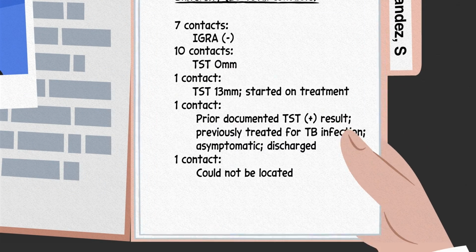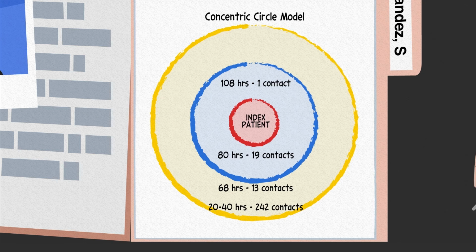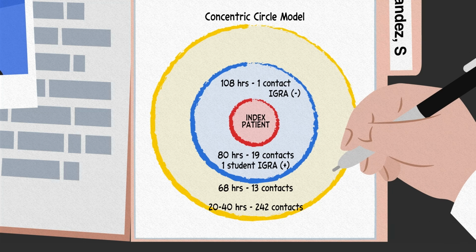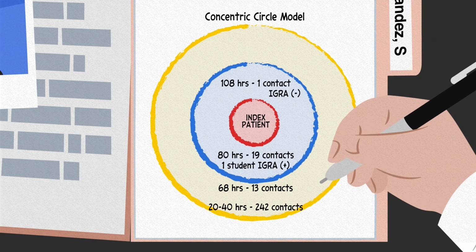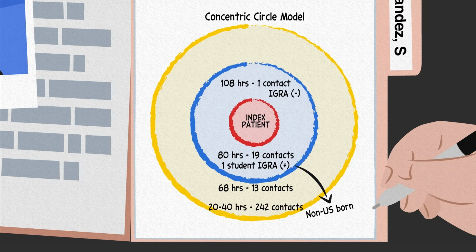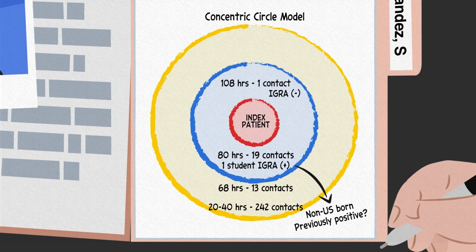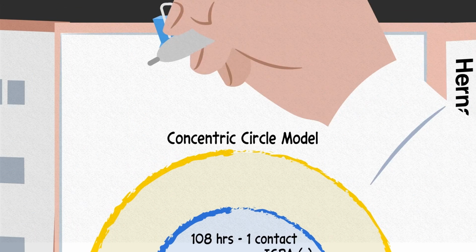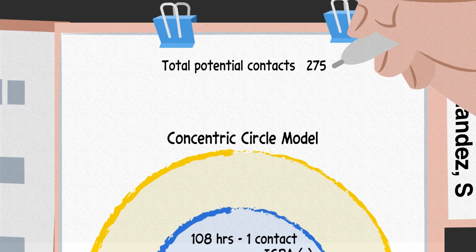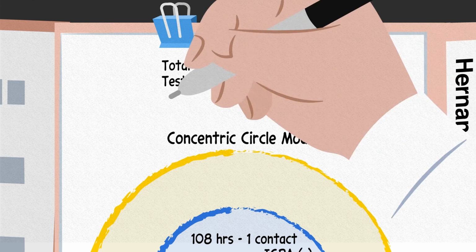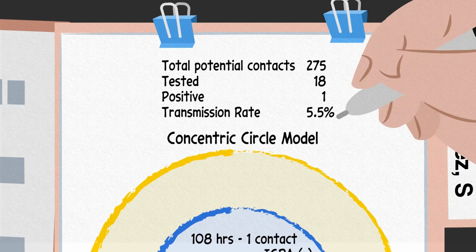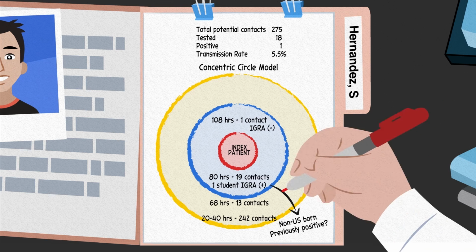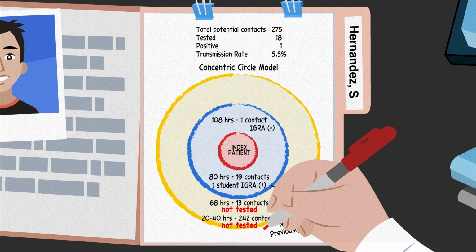Applying these findings to the concentric circle model, the person who had the most exposure was IGRA negative, while 1 student contact who had 80 hours of exposure was IGRA positive. This was a non-US born contact. There was suspicion that this person was likely positive prior to exposure to the patient. So from the original list of 275 potential university contacts, just 18 were tested and only 1 was positive, representing a 5.5% transmission rate. Some programs may have elected to cast a wide net and test all 275 contacts.